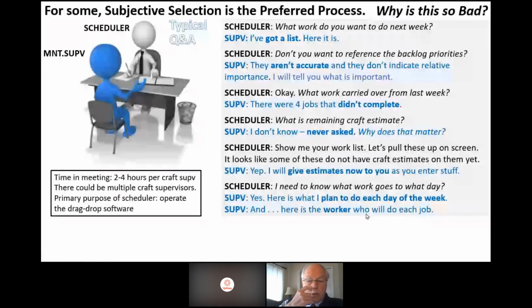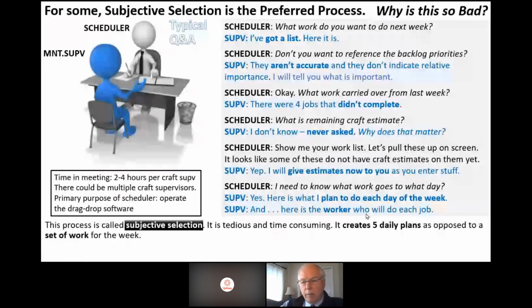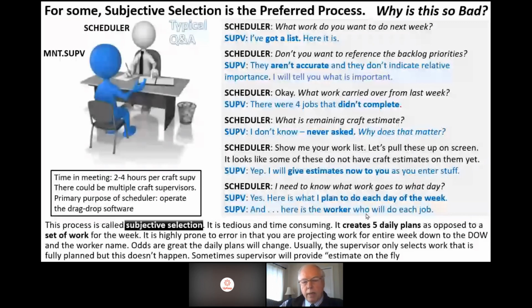This process is called subjective selection. It is tedious, time consuming. It creates the 5 daily plans as opposed to simply a set of work for the week. It's highly prone to error in that you are projecting work for the entire week down to the day of week and the worker name. Odds are great that the daily plans will change by the time you get to Wednesday, Thursday, and Friday.